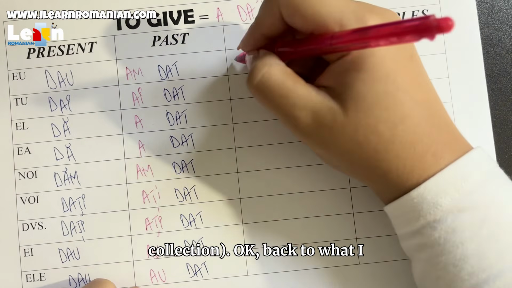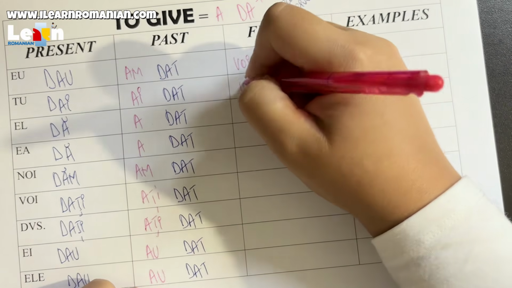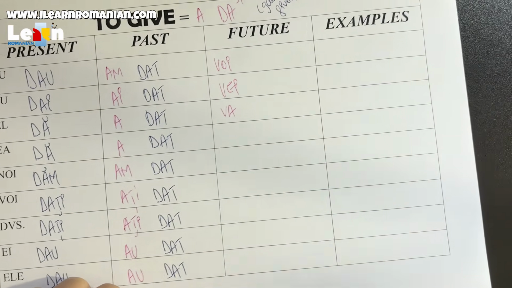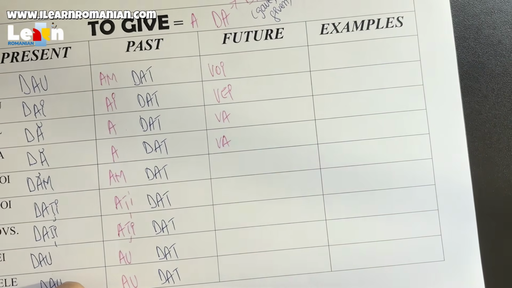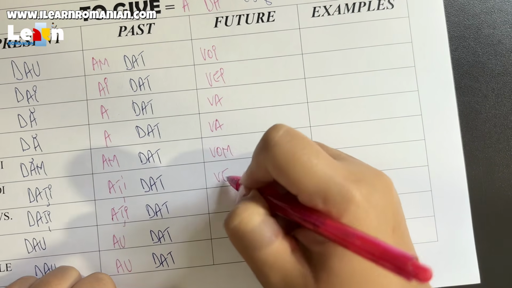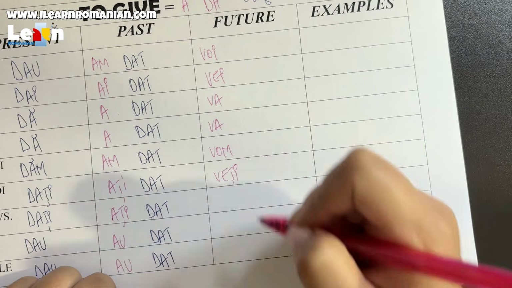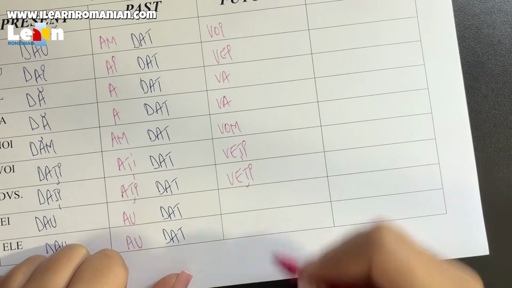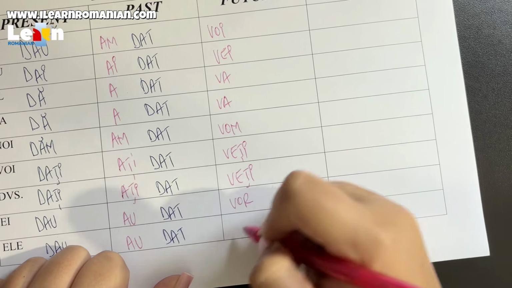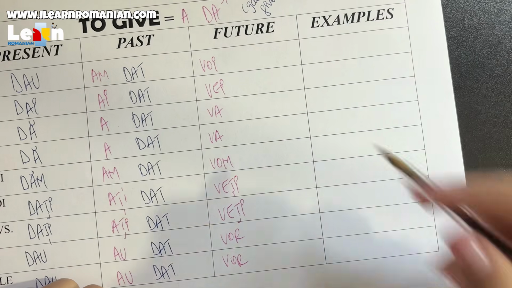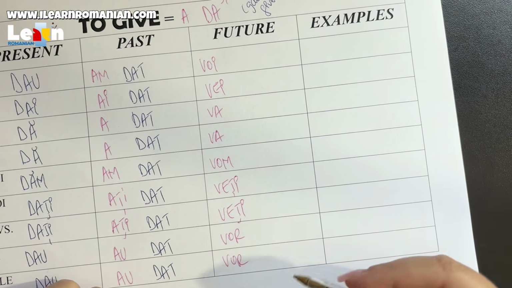So, eu voi, tu vei, el va, ea va, noi vom, voi veți, dumneavoastră veți, ei vor, ele vor. And now all we need to do is just add da for all of them.